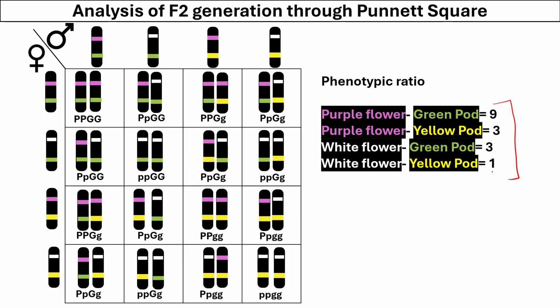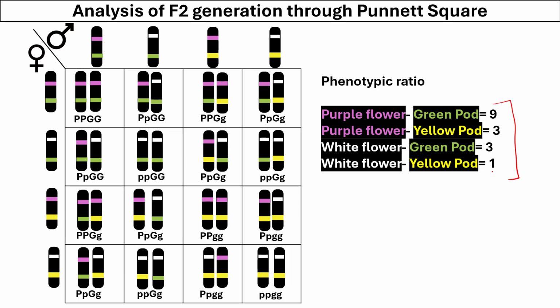Generally, phenotypic ratios are more important because the end result that you see in the offspring is what your answer is. That's what you're trying to investigate. So here we have concluded the dihybrid cross. In the next lecture, we'll study about the non-Mendelian inheritance.